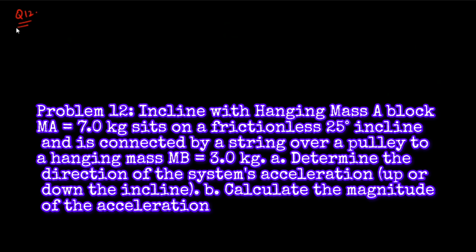Let's move to question number 12. The problem says that block MA sits on a frictionless 25-degree incline and is connected by a string over a pulley to a hanging mass MB. Determine the direction of the system's acceleration, up or down the incline, and the magnitude of acceleration. Now again, the most important part here is to understand the diagram. So our system must look like this.